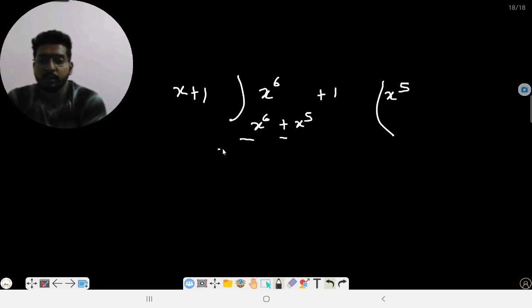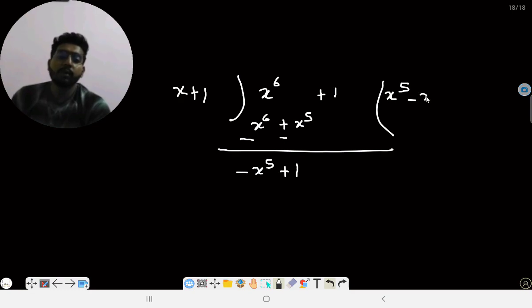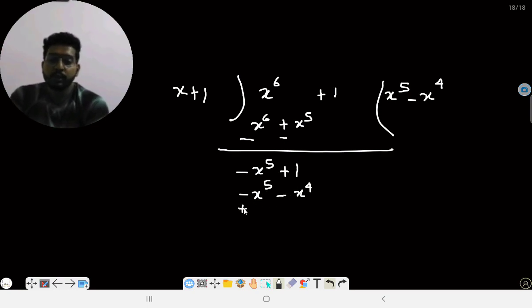Now subtract, you know the division. Okay, so x minus x to the power 5 plus 1. Now again you have to multiply by minus x to the power 4. That will be minus x to the power 5 minus x to the power 4. Change, that will become plus. So x to the power 4 plus 1.